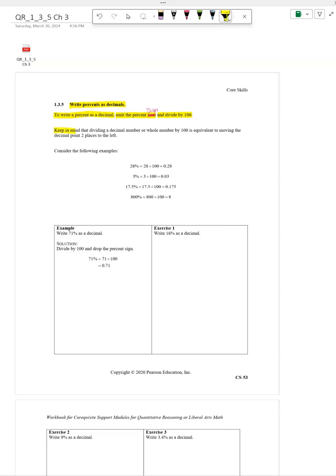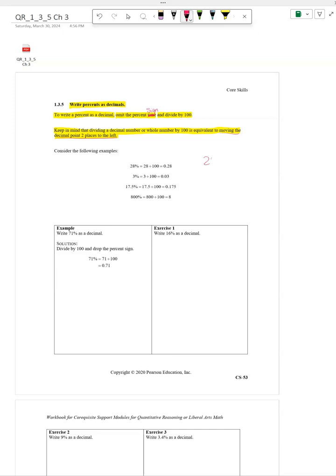So here we go. Keep in mind that dividing a decimal number or a whole number by 100 is equivalent to moving the decimal point 2 places to the left, okay? Like I said, this is my favorite way. I kind of do everything sped up. You know how you watch YouTube videos on 1.5 speed? That's me. That's my whole life. I do everything really, really fast. So this seems faster than dividing by 100 to me. So that's why I do it.